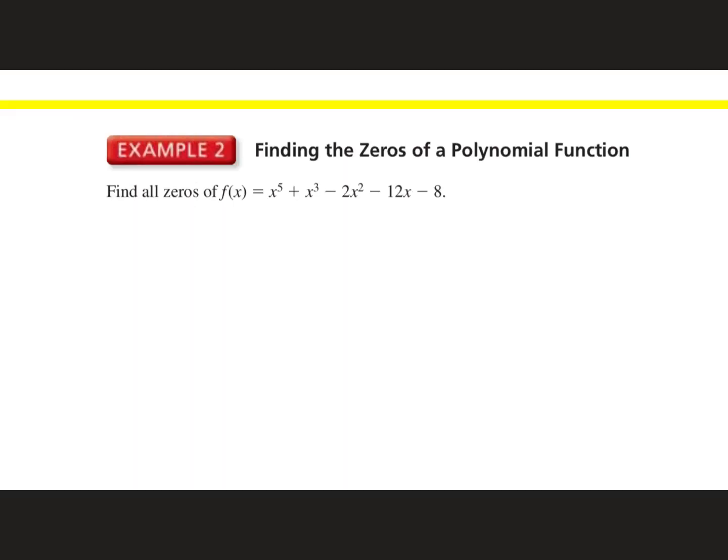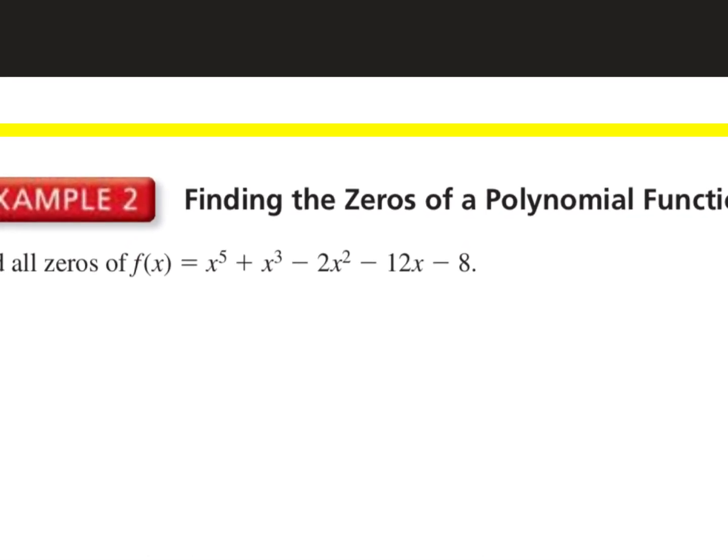Example 2, we're going to be having to find the zeros. So how many zeros am I going to have? 5. I have x to the 5th power, so I'm going to have 5 different answers. So I can say x equals, and I'll leave 5 spaces. So I'm going to have 5 answers.